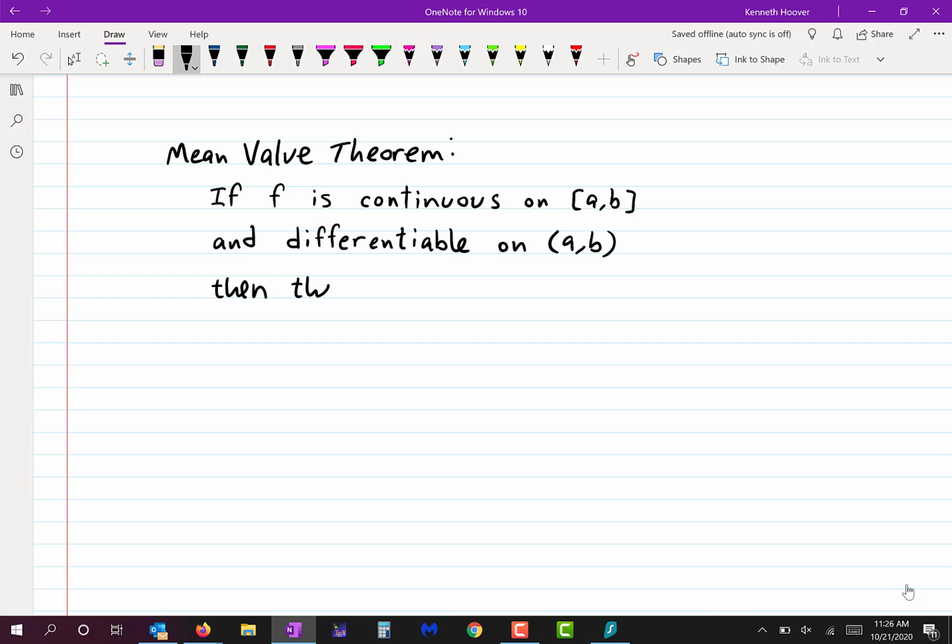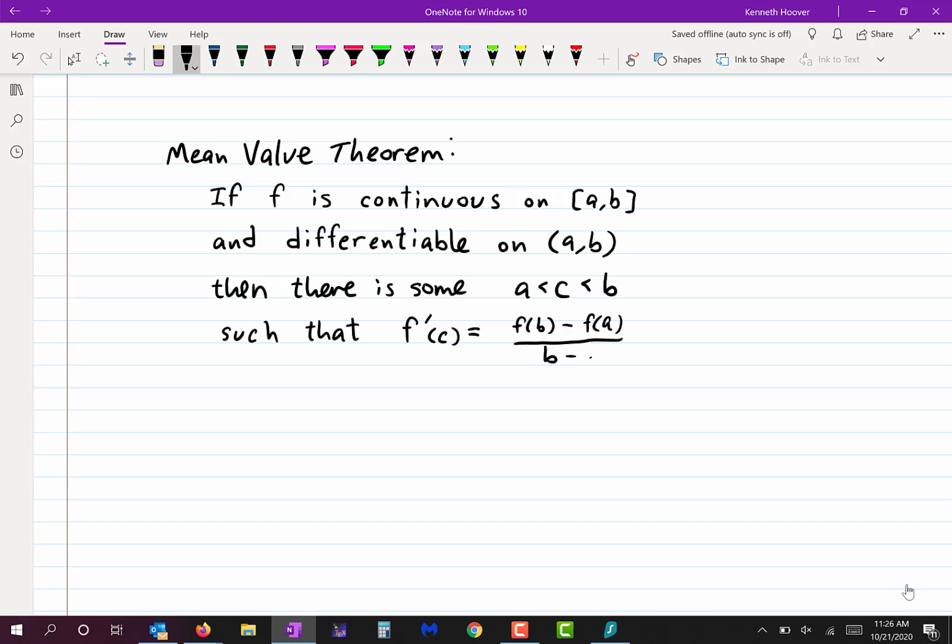there exists some value c between a and b such that f prime of c equals f of b minus f of a over b minus a. Okay, let's look at a picture of that.